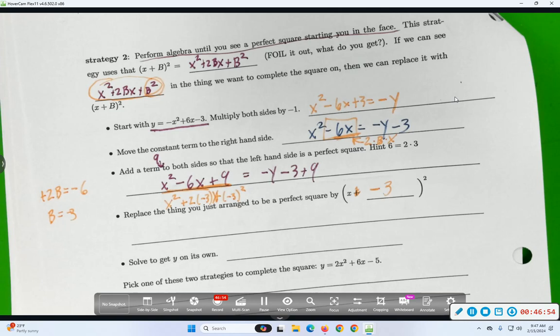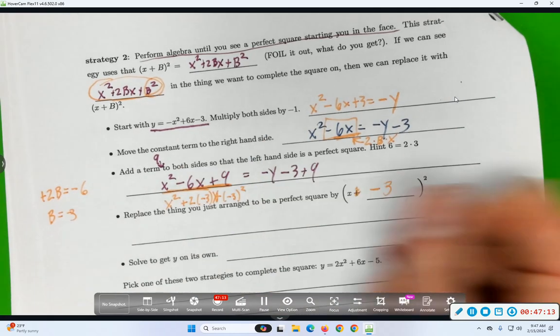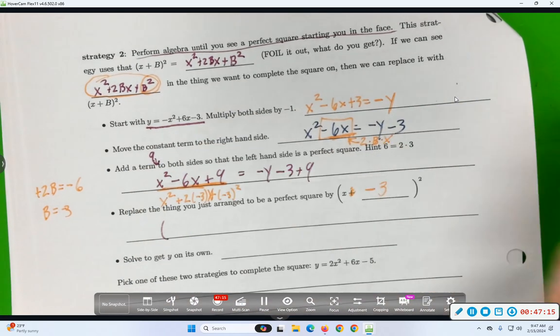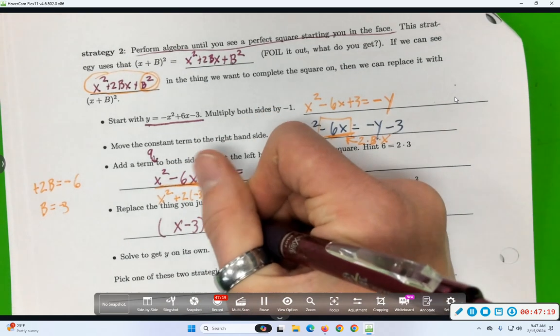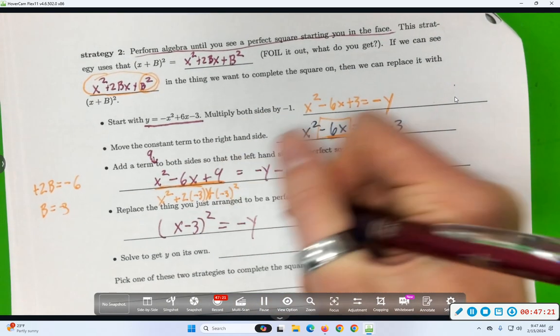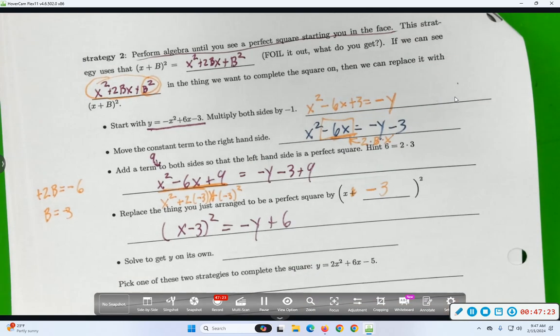That feel okay? And that maybe feels more like what you were thinking completing the square is? So this feels more ad hoc. You have to be more comfortable flying by the seat of your pants and just trying stuff. The other one feels more algorithmic. So that means I can replace that thing with x minus 3 squared, and that is now equal to minus y plus 6.